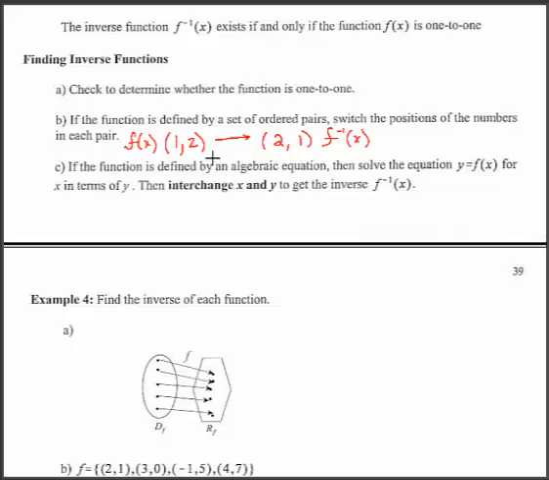Okay, what does C say? If the function is defined by an algebraic equation, okay, and we don't have ordered pairs, in other words, if it's expressed a different way, then what we can do is take the expression and swap or interchange the x and y and solve for y to get the algebraic expression for the inverse function.